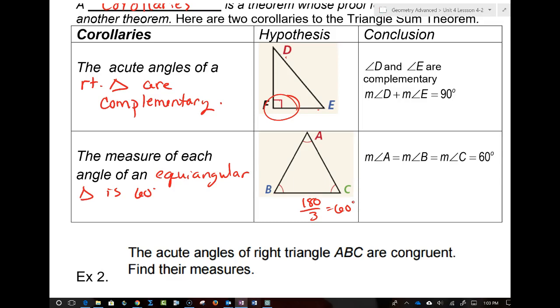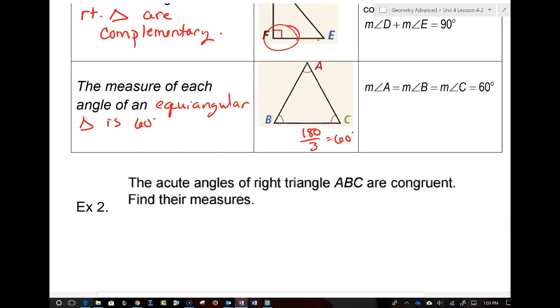Now here's some stuff that you'd be expected to do. So make sure you're looking at this as you go. It says the acute angles of a right triangle ABC are congruent. Find their measures. So those of you who are visual, doesn't that make sense to do that? How would I find the measure of the 2 angles?